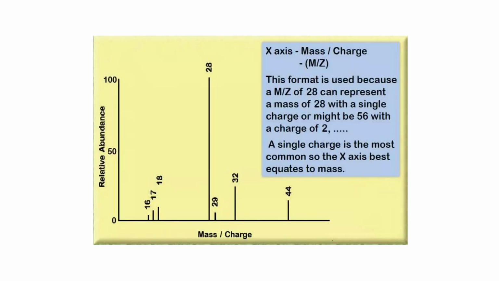So here's a simple readout from the mass spec. The x-axis denotes the mass by charge, m by z values. This format is used because an m by z ratio of 28 can represent a mass of 28 with a single charge, or it might be 56 with a charge of 2, because 56 divided by 2 is 28. So it could just indicate two molecules of molecular weight 28. A single charge is the most common, so the x-axis best equates to mass.